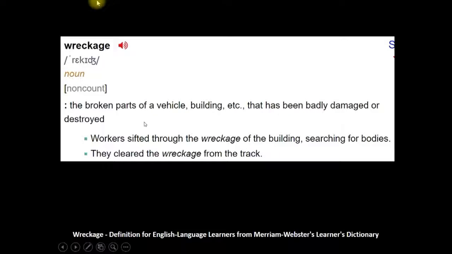Next, we'll look at some more vocabulary that's often involved in crashes. These two words are wreckage and debris. So we'll look at these words and how to use them. First of all, wreckage. It is a non-countable noun, or an uncountable noun, and it includes the broken parts of a vehicle, building, etc., that have been badly damaged or destroyed. So, for example, workers sifted through the wreckage of the building searching for bodies, or they cleared the wreckage from the track.